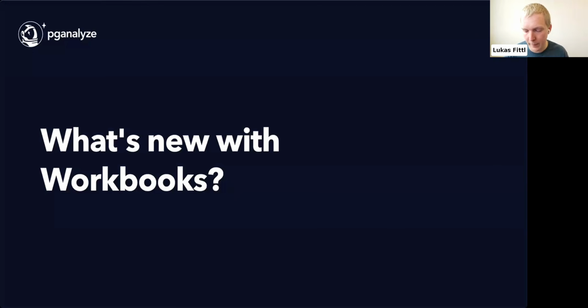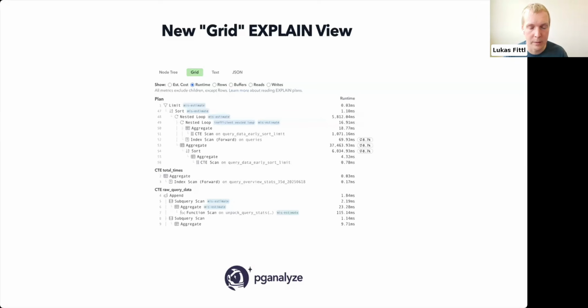So with workbooks, one of the key things we added over the last couple of months is a new grid view. Getting this right actually was a lot of work, because Postgres explain output is good, but it has some subtle behaviors around loops, around parallel workers. And so our team really worked hard to make sure that we have a high quality explain visualization that is a little bit more compact than our pre-existing node tree visualization.